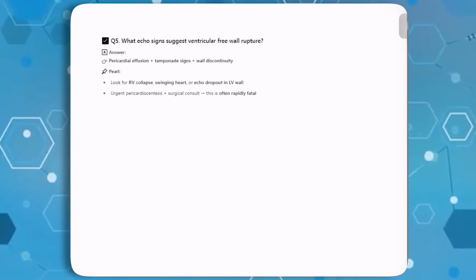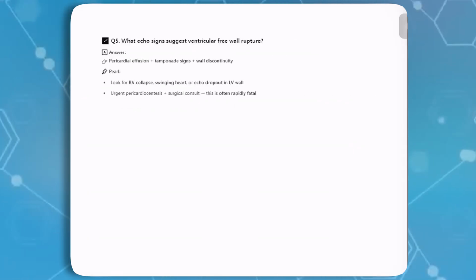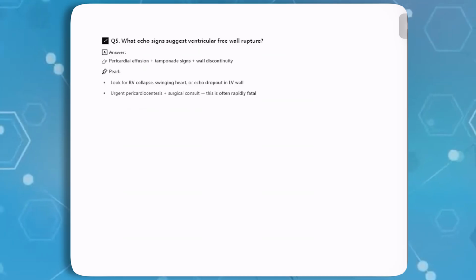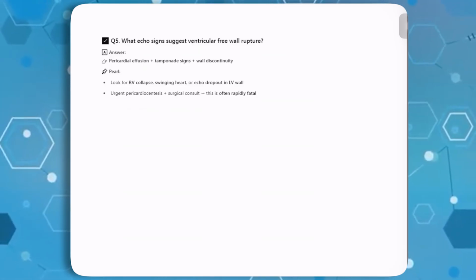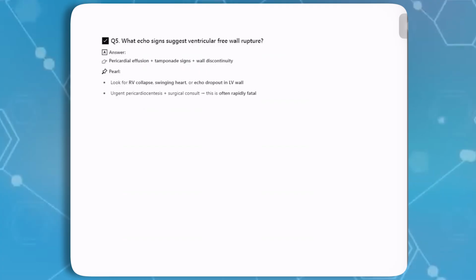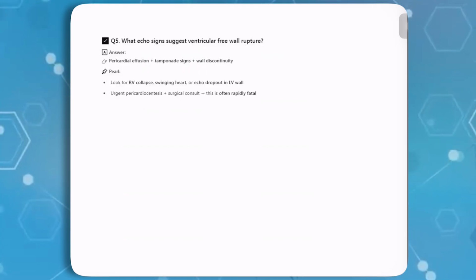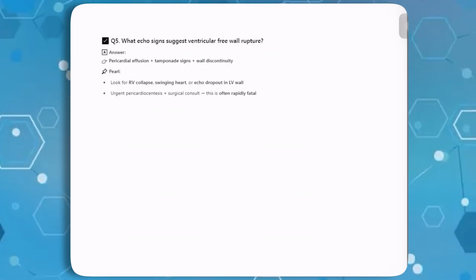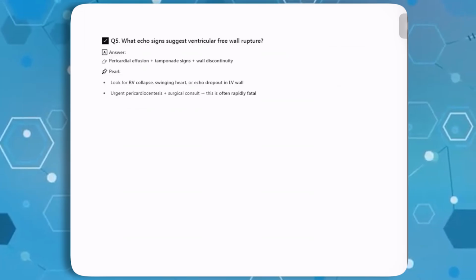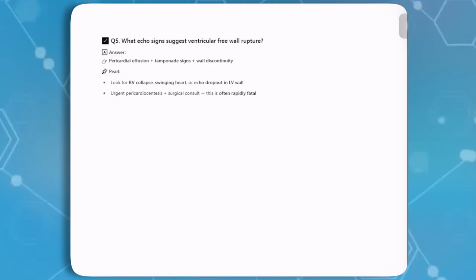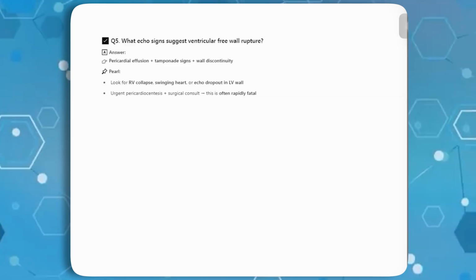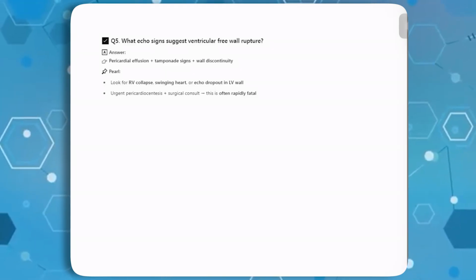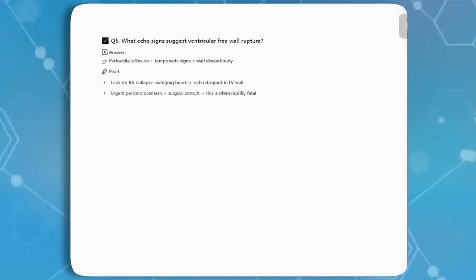What echo sign suggests ventricular free wall rupture? Presence of pericardial effusion, tamponade signs, Beck's triad, as one of the doctors said, and there's a wall discontinuity. You can actually see a rupture. Look for RV collapse, swinging heart, echo dropout in the LV wall. Do urgent pericardiocentesis, put in a pigtail and get a surgical consult. Usually patients die. We lost one recently. Despite ECMO, the patient did not make it.